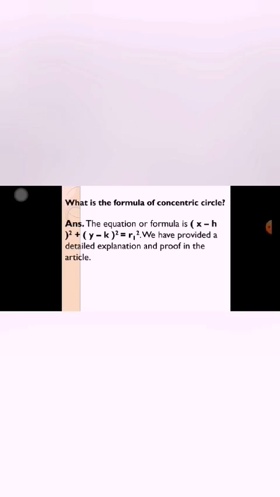What is the formula of concentric circles? Answer: the equation or formula is (x minus h) squared plus (y minus k) squared is equal to r squared. We have provided a detailed explanation and proof in the article.